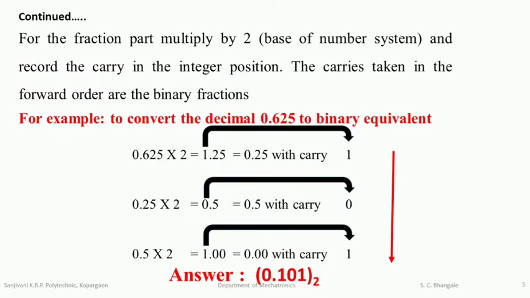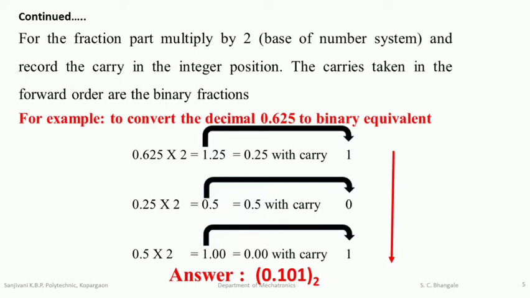Now we'll discuss, if the given decimal number is a fraction number, how we can convert this fraction number into the equivalent binary number. For this, the fraction part is multiplied by 2. Why 2? Because the base of the system in which we have to convert the given number, the base or radix, is 2. That's why we have to multiply it by 2, and record the carry in the integer part. The carries taken in forward order are the binary fraction.